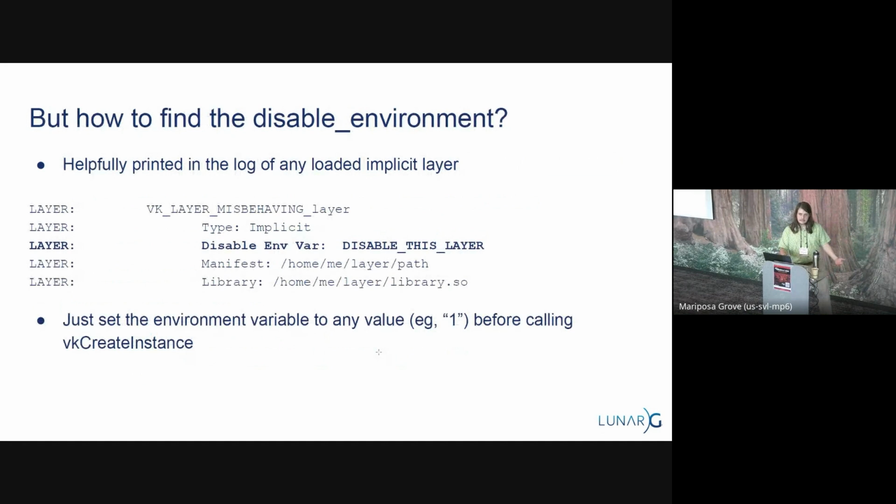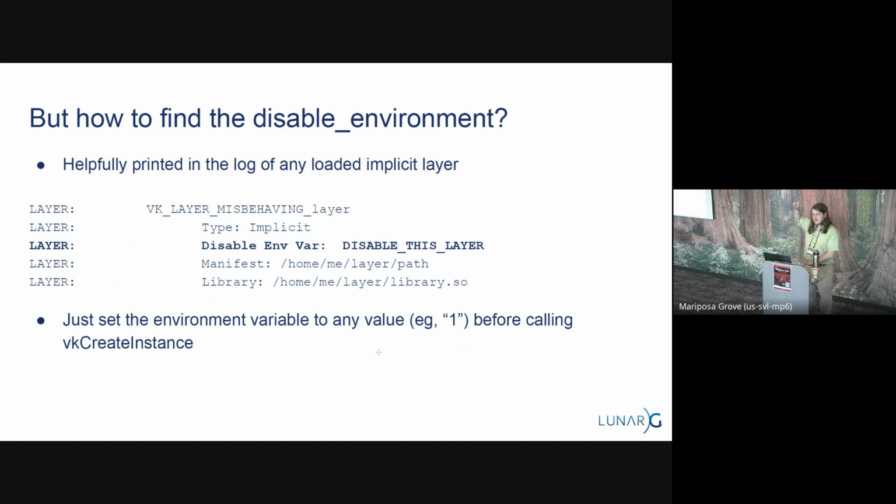How do you find this disable environment? I mentioned that it's in the manifest, and well, the manifest is a file on the file system, so you'd have to look in the log to get the manifest path and then open it and then look through. That's a lot of work. We've made it so much simpler by just printing the disable environment variable in the log right there for you to grab if you need it.